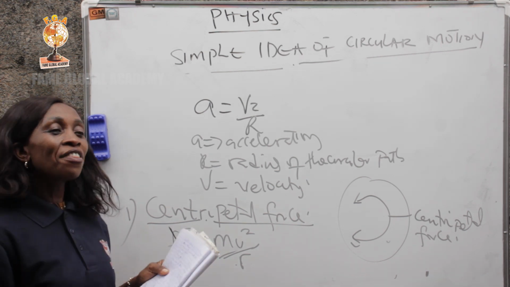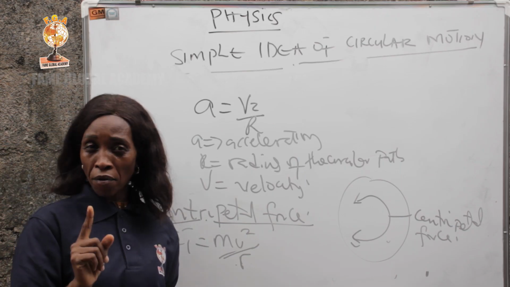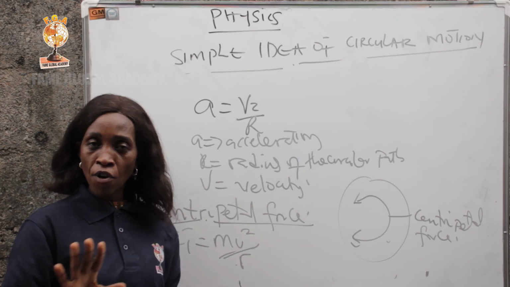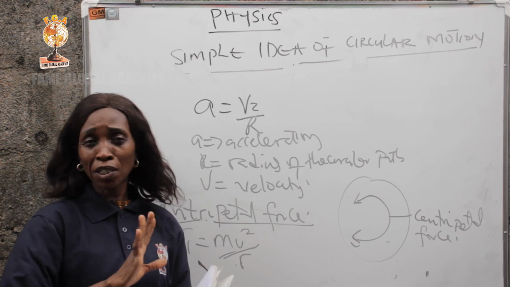Remember I said that symbol is very important in physics. The SI unit, very important. The formula as well, very important. If you combine these three things together, physics becomes easy as pie.